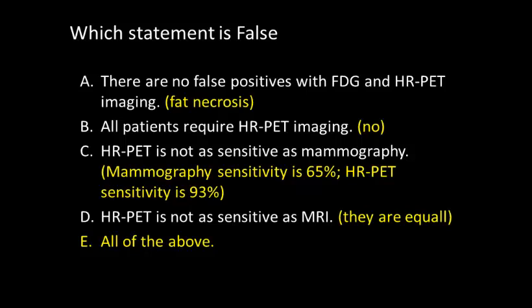Are they equally sensitive? No. The average sensitivity for mammography overall is about 65% for index lesions, and high-resolution PET is somewhere between 93 as a low and 98% as a high for index cancers. So they are not equal in sensitivity. They are equal in sensitivity with breast MR. Both index and the satellite lesions were equal.